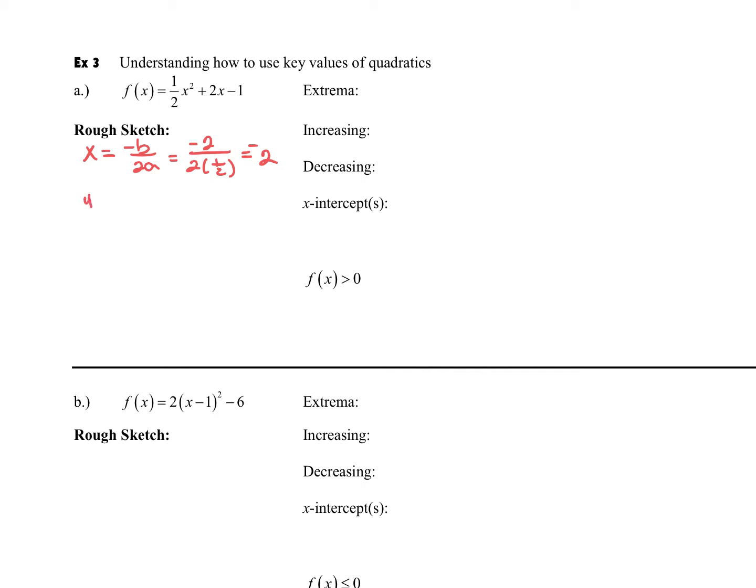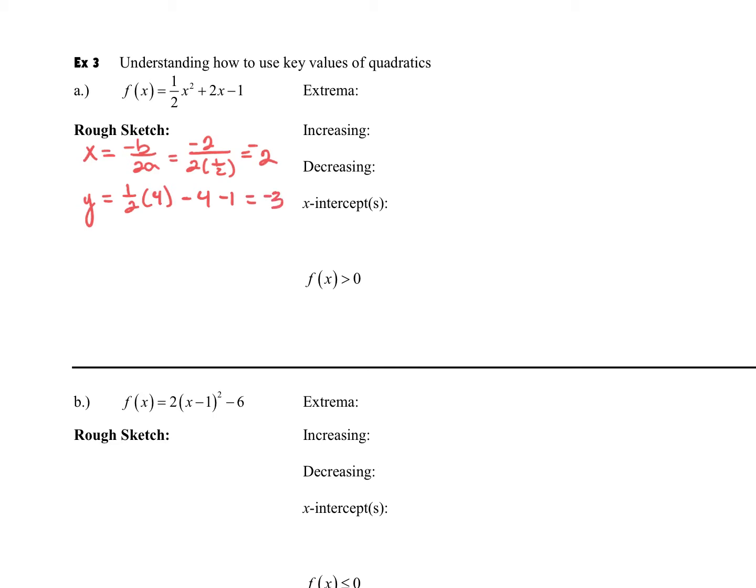Now, to find the y-coordinate of that vertex and finish off the whole ordered pair, we're just going to take that negative 2 and substitute it. So I'm going to have a 1/2 times 4. I'm going to go ahead and do the math and already call that a 4. I'm going to say minus a 4 because it's going to be a 2 times a negative 2, and then minus a 1. Putting all that together, that's going to get us a negative 3.